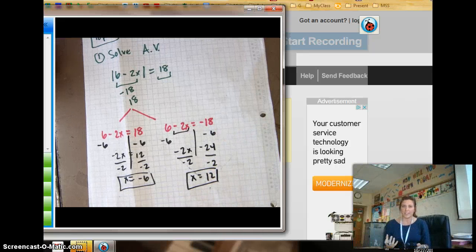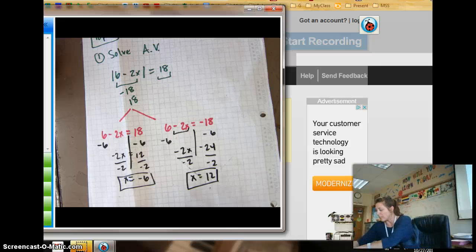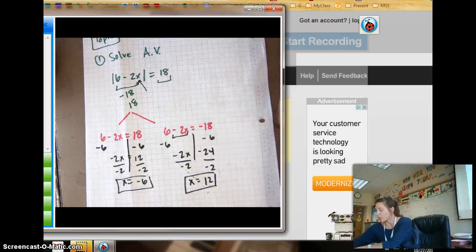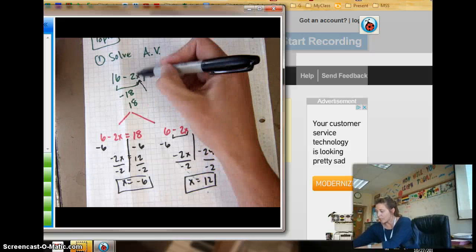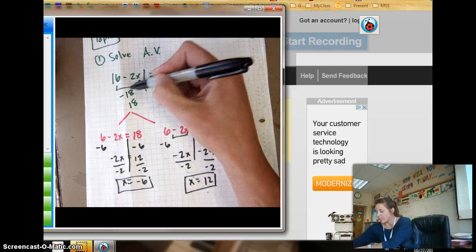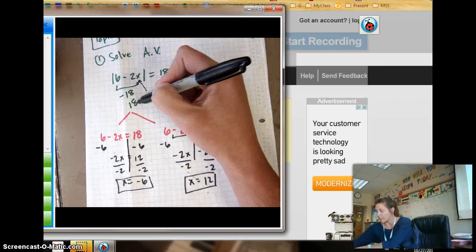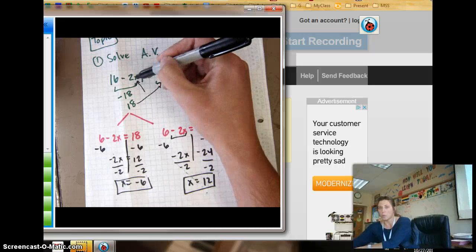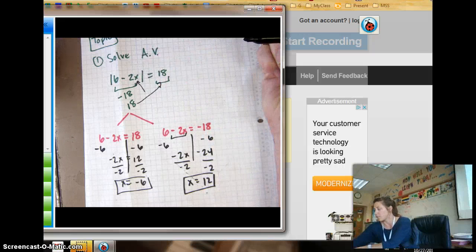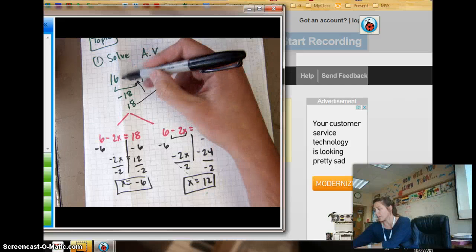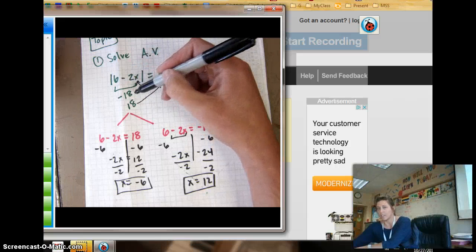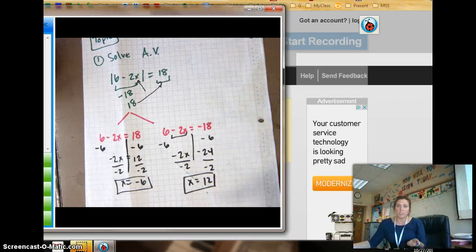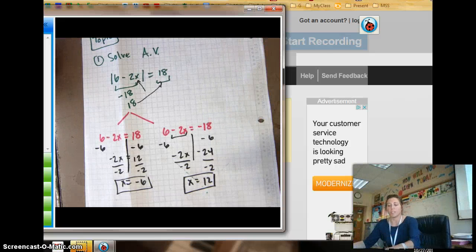So we have these two answers. So x could be negative 6. If we go back up here, this x right here could be negative 6. If I put in negative 6, I should get a positive 18, and the absolute value of positive 18 is 18. And if I put in 12 for x, 12 times negative 2, adding the 6 in, take the absolute value, I should get negative 18, and the absolute value of negative 18 will equal 18. So both of these answers are going to work for this problem, which is awesome.